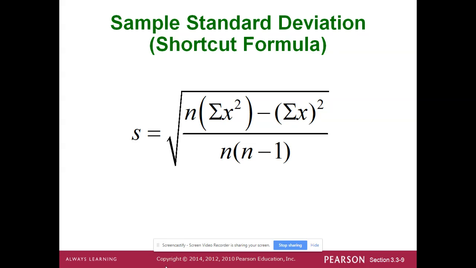It doesn't get far away from the same number until way on down the decimal point line. It's very, very close. We're talking 4, 5, 6 decimal places before it starts changing. So it's a shortcut formula for that.